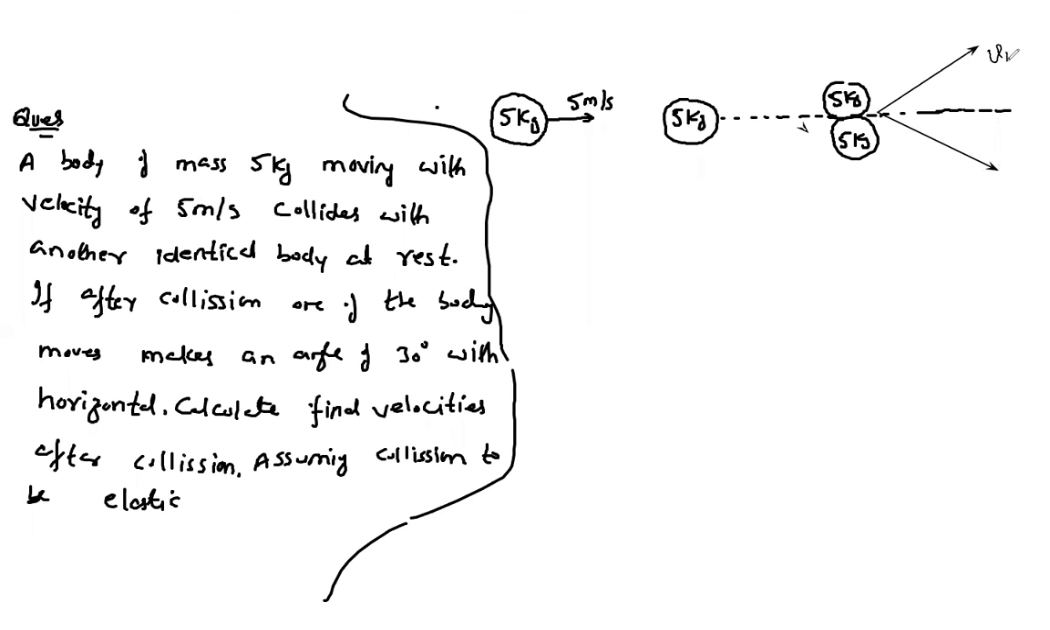So this is v1. This is v2. Let's call this angle 30 degree. I want you to calculate this angle. How much is this angle? These two will move perpendicular to each other. A body moving with some velocity collides with another body at rest, and after collision, they will move perpendicular to each other. If one angle is 30 degree, then for another, the angle will be 60 degree.